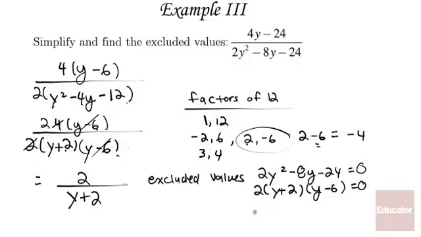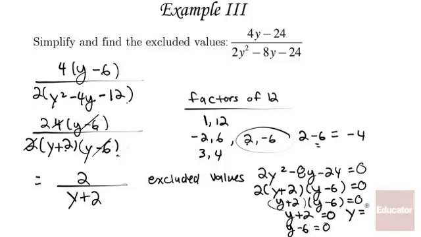I'm going to go ahead then and use the zero product property after dividing both sides by 2. So I'll just end up with y plus 2, y minus 6 equals 0. And this is going to give me y plus 2 equals 0 and y minus 6 equals 0. That's easily solved to give me y equals negative 2 and y equals 6. So my excluded values are y equals negative 2 and y equals 6.